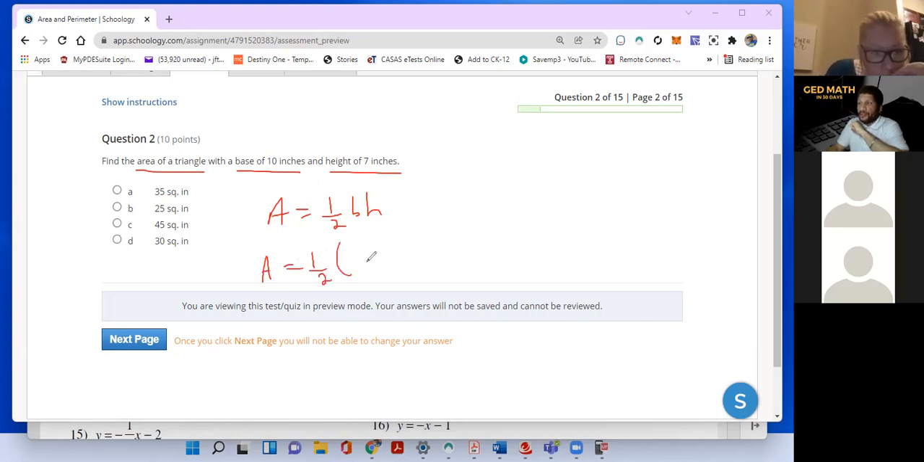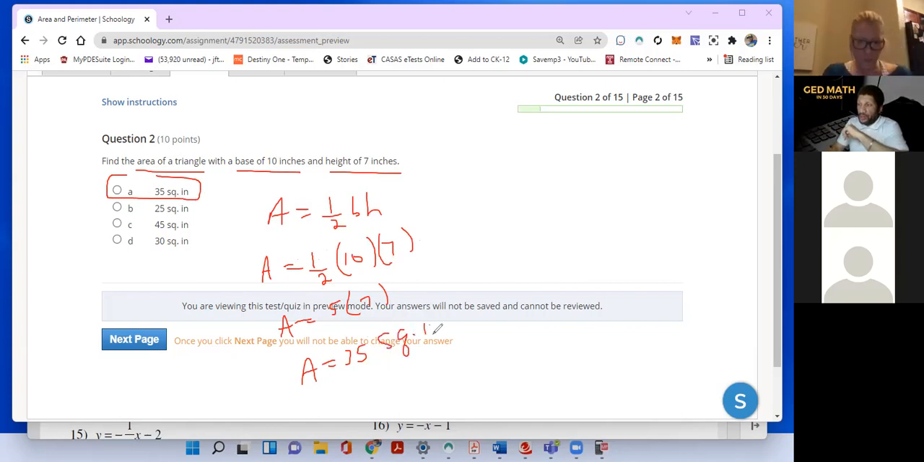What's the base? 10. What's the height? 7. Okay. Now we're going to do it all the way by hand, and then I'm doing the calculator. What's half of 10? 5. 5 times 7. What's 5 times 7? 35. And all area problems are square inches.